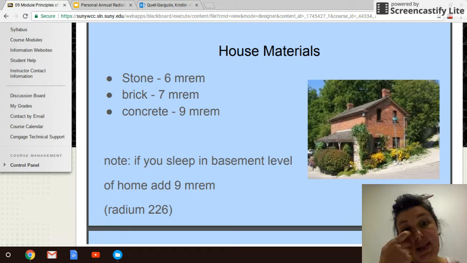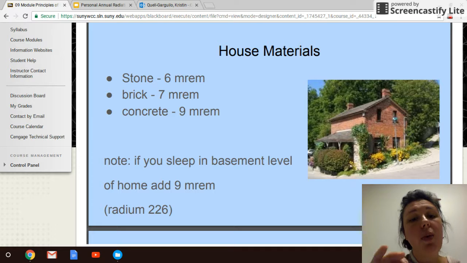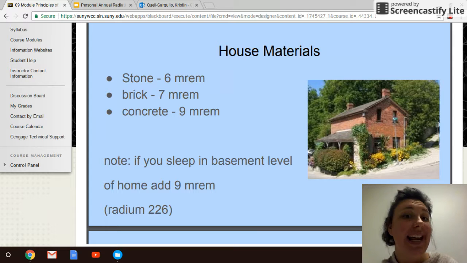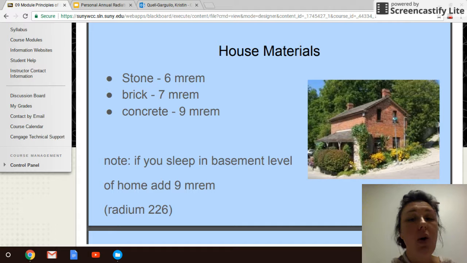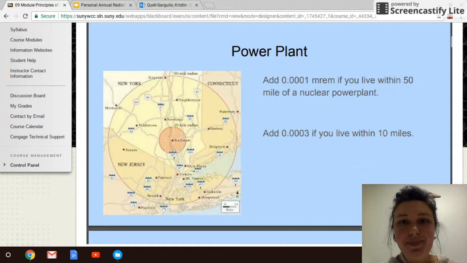So please add that. For example, if you had a concrete home and you slept in the basement of that concrete home, you're going to give yourself an 18. Where if you are living in a wood home and you just happen to have your bedroom in the basement, give yourself a 9. So give yourself the number that is appropriate to your home in that section.